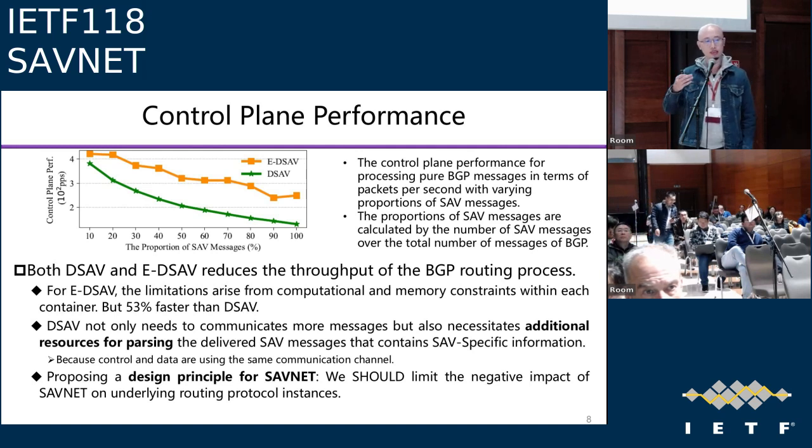We can see that both DSAV and EDSAV actually decrease the control plane performance, the BGP routing instance performance, with the increase of SAV messages. But comparatively, EDSAV is 53% faster than DSAV. And we believe this can mostly be attributed to the separation of the control and data channels. And we actually want to propose a new design principle for the vendors to consider when they are implementing SAV, which is that we should limit the negative impact of SAV on the performances of the underlying routing instances. And we believe that the separation of the control and data plane is a good way to achieve that.